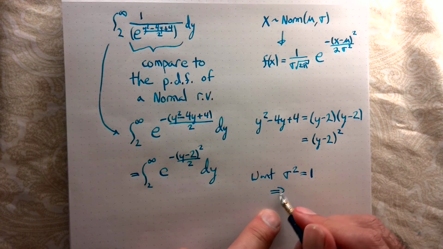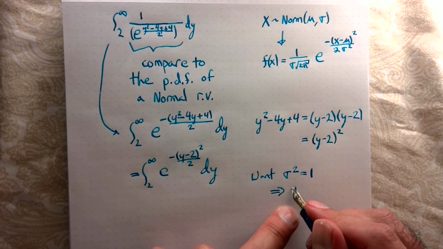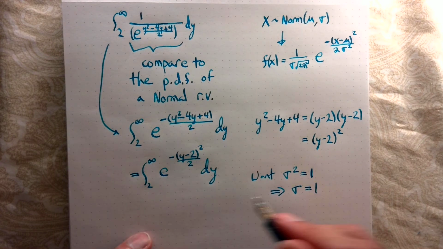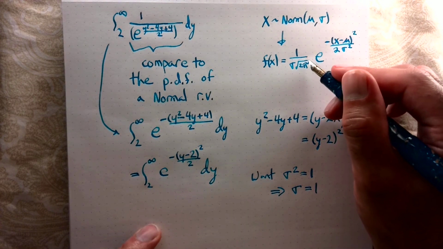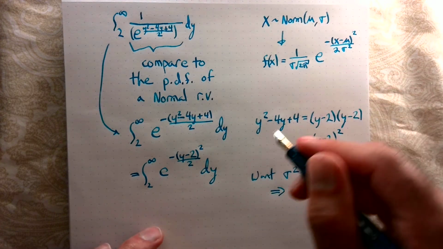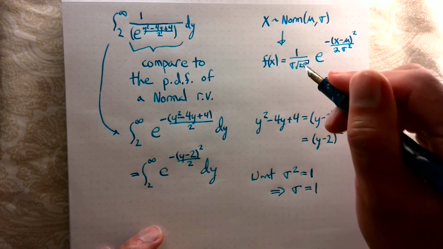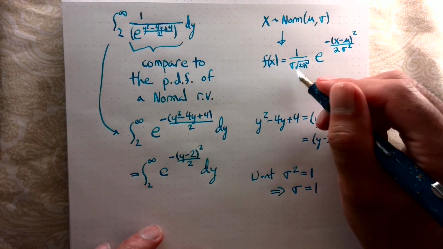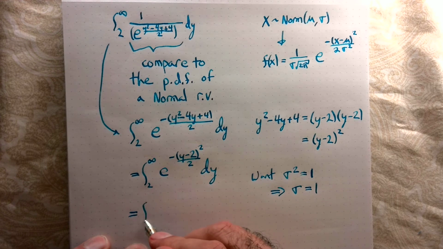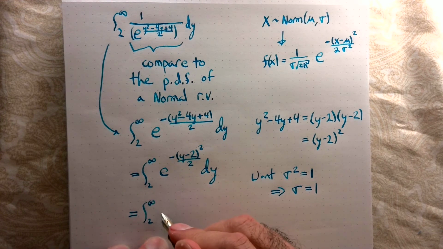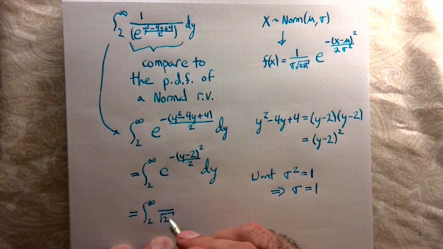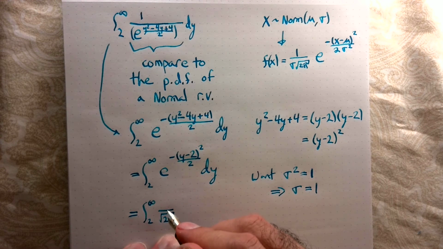So if sigma squared is equal to 1, I have that sigma is equal to 1. Square root of 1 is 1. So now I really need to add this expression here, 1 over sigma times the square root of 2 pi. In our case, sigma is equal to 1. So what do I need to do? I need to add this square root of 2 pi in the denominator.